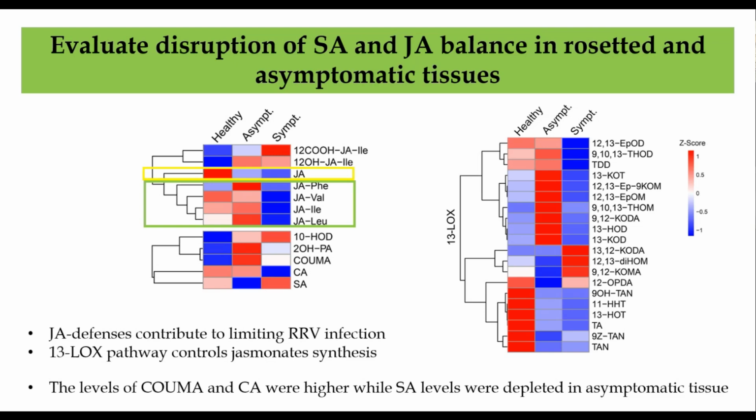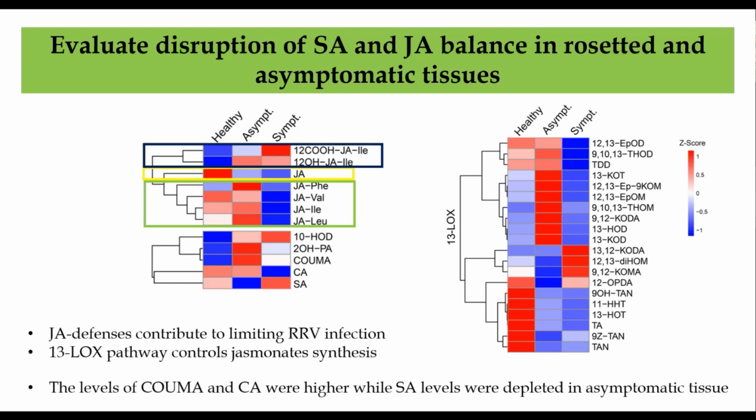If you look more closely, the conversion of free JA to the bioactive form of JA is also altered in these two forms. You see from here, free JA is less here, but when it's converting to bioactive forms, there is more in this asymptomatic plant. Overall, their levels are low in the symptomatic branch.